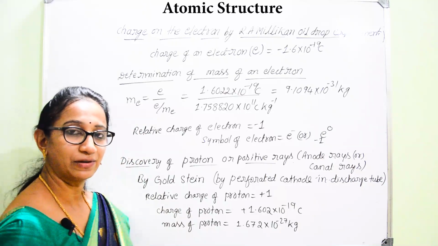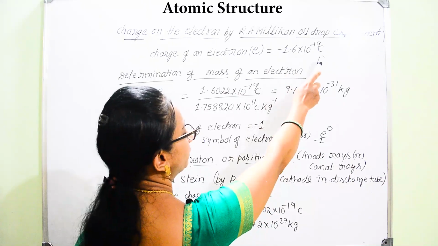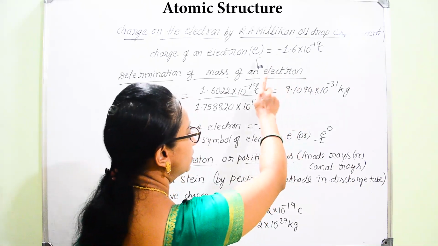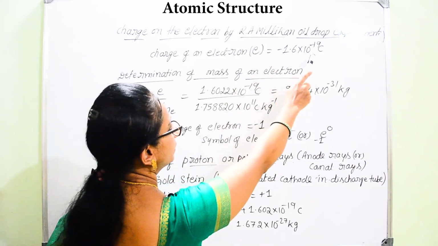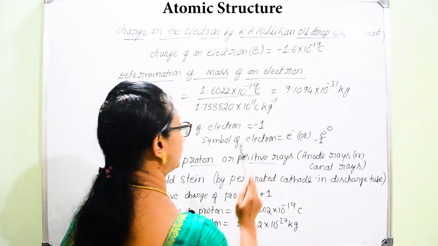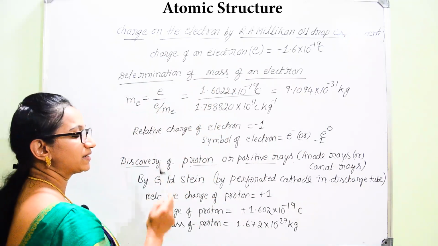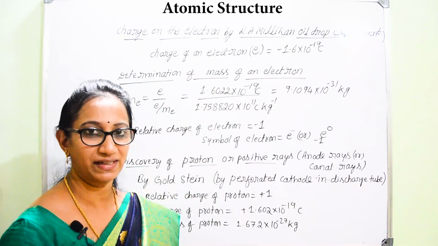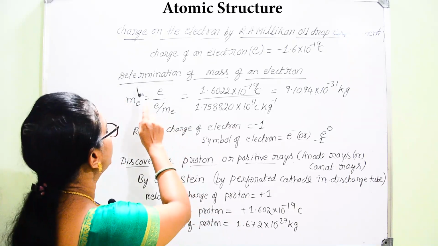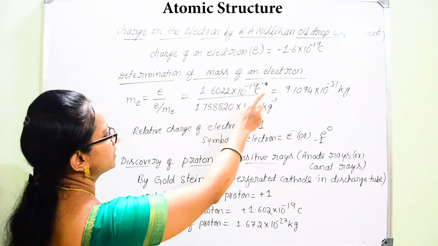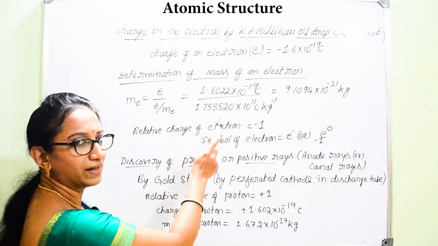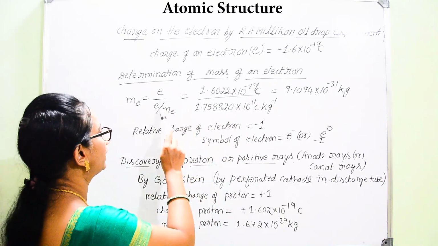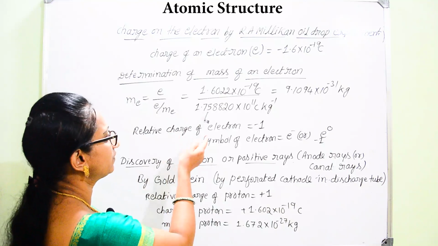So this value is very important from examination point of view. You should remember this value. Charge of an electron is given exactly as minus 1.6 into 10 power minus 19 coulombs. So this negative represents that electrons are negatively charged. And the mass of electron can be determined with the help of charge value and its ratio of charge to mass of electron.